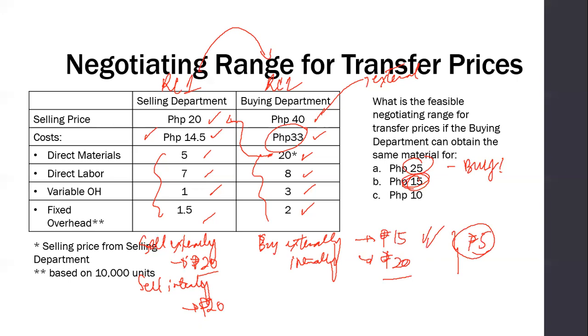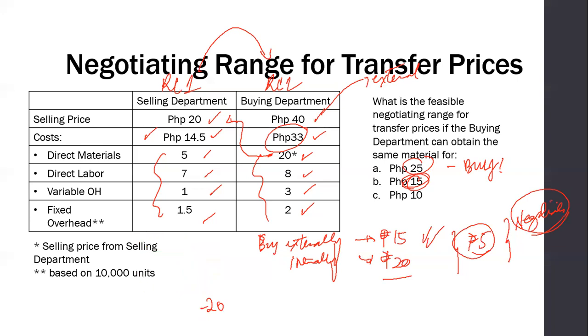However, if they don't negotiate, hindi natin alam kung optimal ba for the whole organization yung decision na yan. So dapat there is an opportunity for the selling department and the buying department to still negotiate para ma-match na yung 15. So si selling department, mamamatch kaya niya yung 15? Is it something that he can match? Let's see.